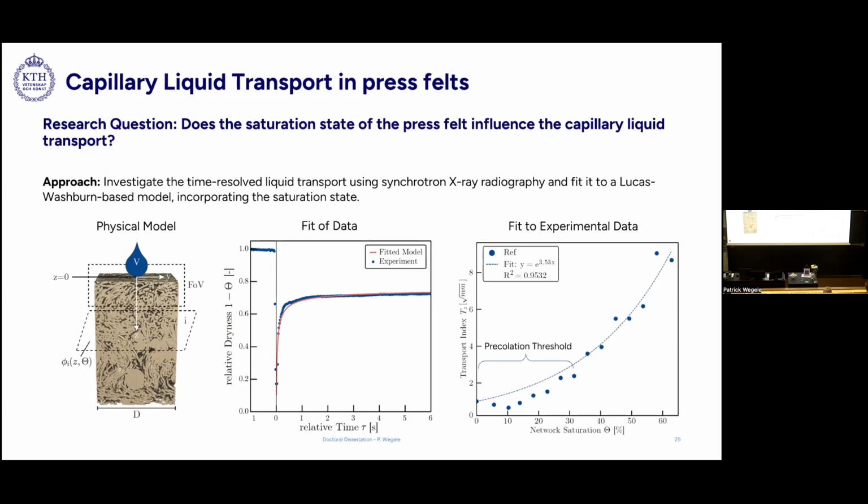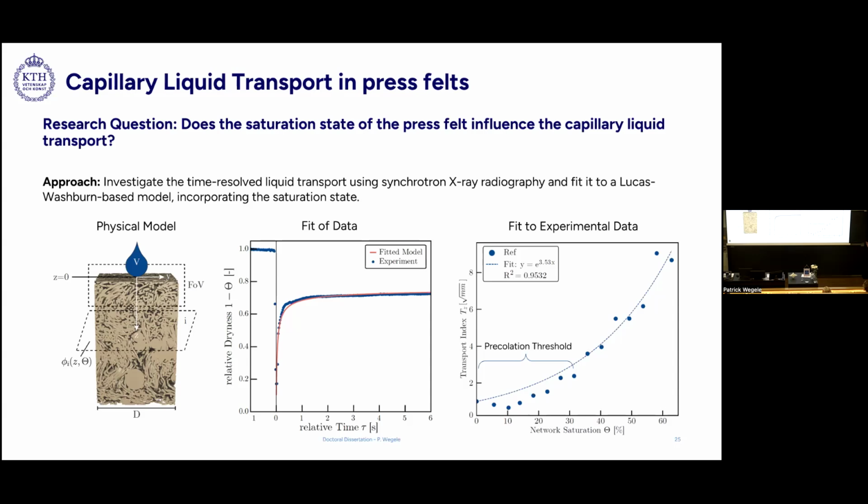And that was a novel insight that, first of all, coincides with results for relative permeability measurements of fiber networks in the in-plane direction, but on the other hand, explains why press nips with higher saturation show higher liquid transport speed and also higher dewatering. So that could more or less prove a theory we have in dewatering that comes from the paper machine side.